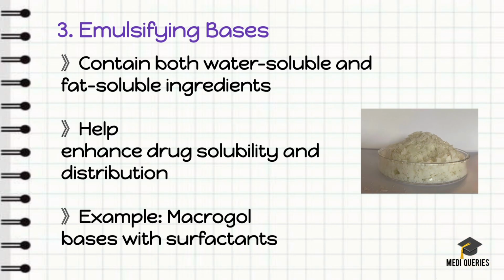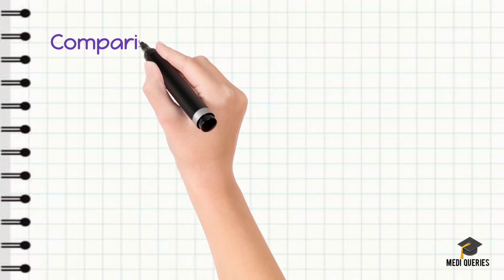So let's see some summary for this base selection. So choosing the right suppository base is crucial for effective drug delivery here. So oleaginous bases like cocoa butter and synthetic fats are preferred for fast release and patient comfort.